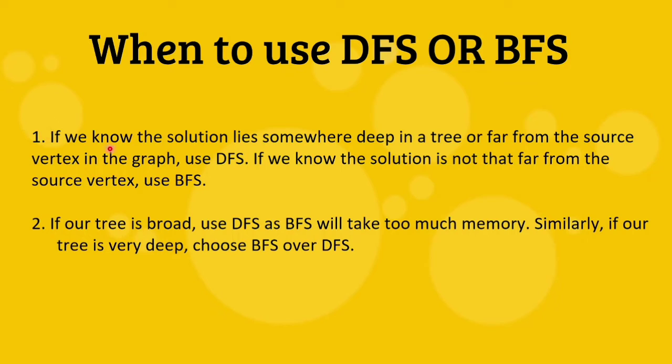If we know the solution lies somewhere deep in the tree or far from the source vertex in the graph, then we will use DFS. But if we know the solution is not far from the source, that means it is closer, then we will use BFS. In the second point, if our tree is broad, then we will use DFS as BFS will take too much memory. Similarly, if our tree is very deep, then we will choose BFS over DFS. So in this way, now we know where to use BFS or DFS.